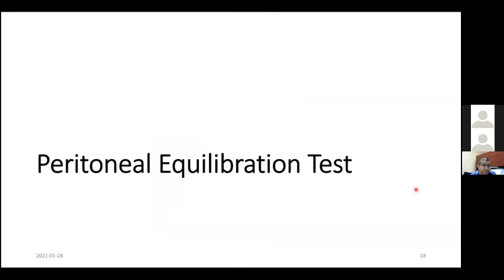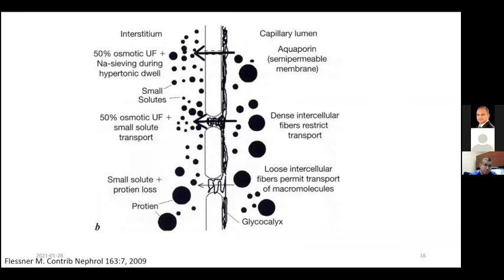Tushar, that sodium sieving. Yes. Supposing you keep it for a longer time, now if it's 1.5% dextrose and you keep it for a longer time, you see sodium sieving, and if you keep it for a longer time, won't there be fluid reabsorption? Yes, there is a chance that the fluid may get reabsorbed as well. But you can keep 2.5% for a longer time, or you can keep 4.25% for a longer time, or else you can keep 7.5% as well for a longer time.